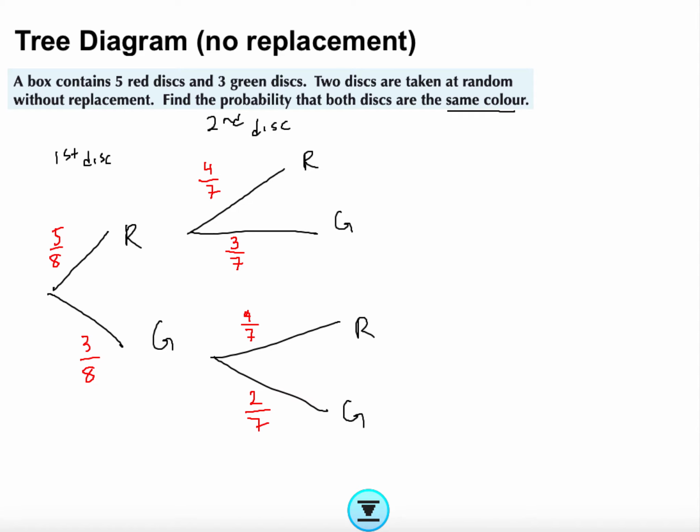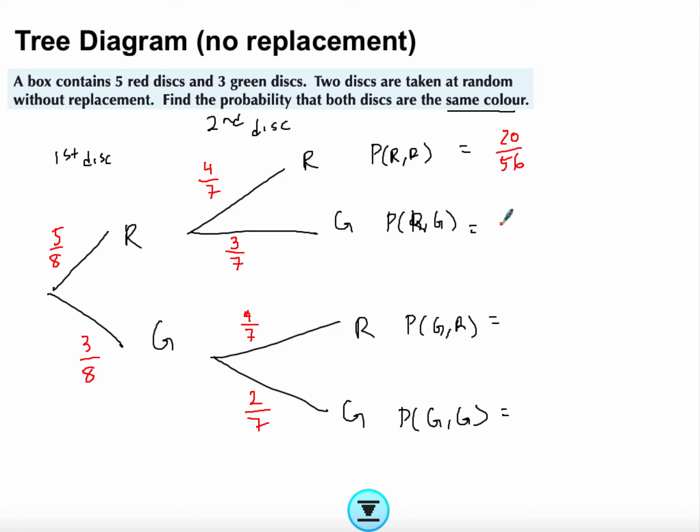So using the probabilities here, I have the probability of red and red. This is probability of red and green. This is probability of green and red. And the probability of green and green. So using the same rule as we did in the previous diagram, you multiply the branch values and you're going to get 20/56. Notice how the probabilities have changed. And the last one is 6/56. Again, check that these values add up to 1.